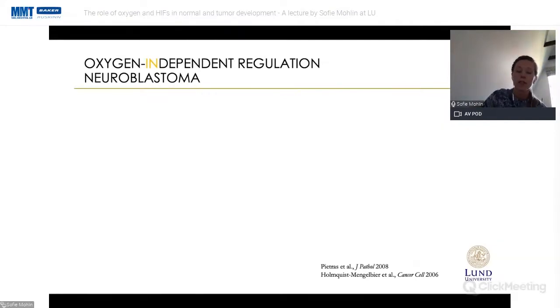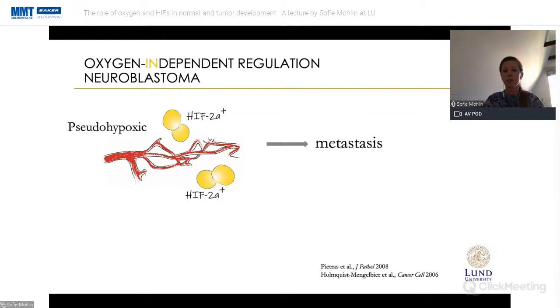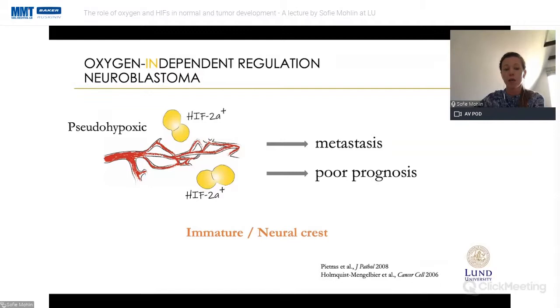In neuroblastoma, we have not seen any such mutations in the HIF-2 protein itself, but we have seen this. Located very close to blood vessels, which means that they have access to oxygen, are cells that do express HIF-2 alpha very intensely, also creating this pseudohypoxic phenotype. And it's been shown that this correlates to the presence of these cells. So it's not high expression, but intensely HIF-2 expressing cells correlate to distal metastasis as well as poor prognosis. And in particular, this is highly interesting to us because these cells are very immature and present with a neural crest-like phenotype.